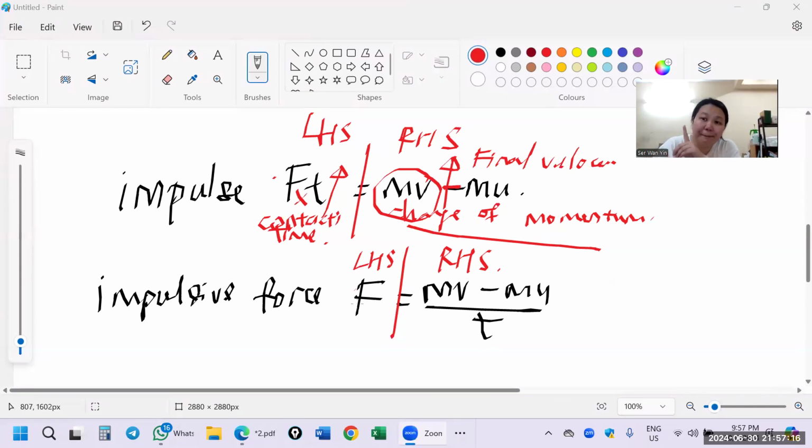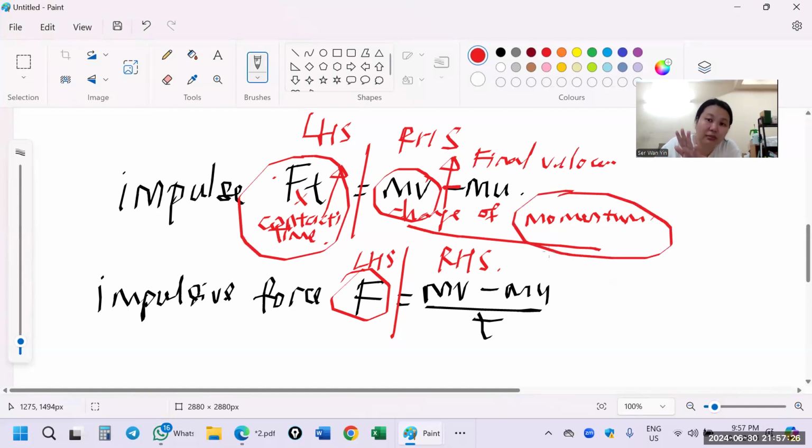But impulsive force is the force. Impulse is the momentum, it's talking about the momentum. Impulsive force is talking about the force. Yes, for force, lengthen impact time, decrease impulsive force. Yes. Understand? Clear? Contact time and impact time.